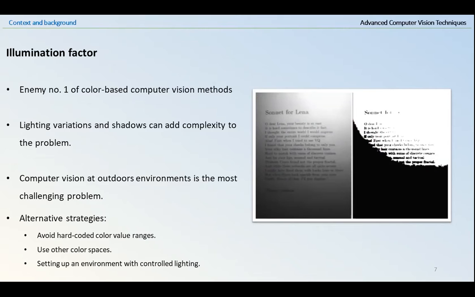So look at this picture, for example, this picture on the right here. It's a book page with a variance in lighting. If we tell the computer to look for white pages, it will give us this other picture.